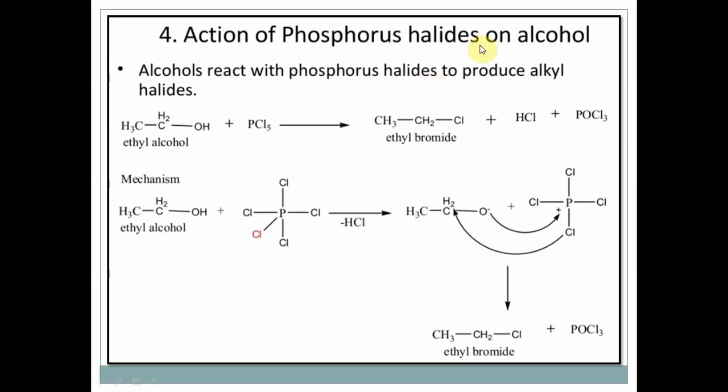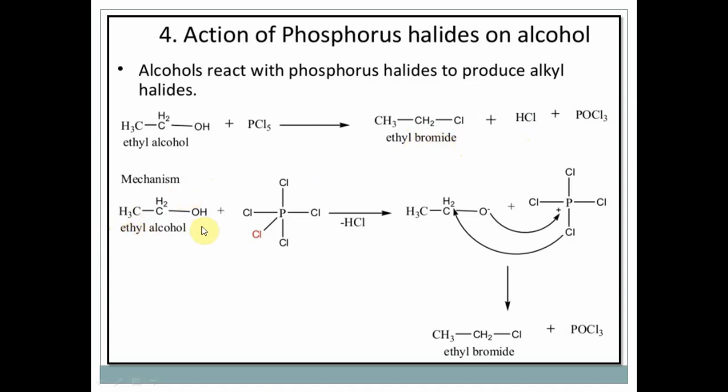Action of phosphorus halide on alcohol. Alcohol reacts with phosphorus halide to produce alkyl halides. Ethyl alcohol and PCl5, we get ethyl chloride, HCl and POCl3. Mechanism, here is a mistake. Ethyl chloride is here.